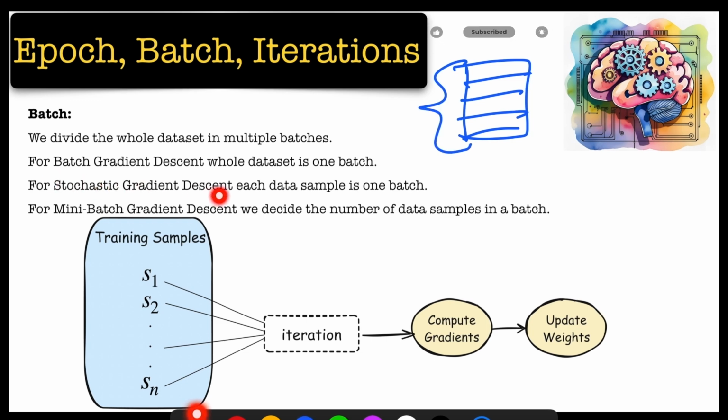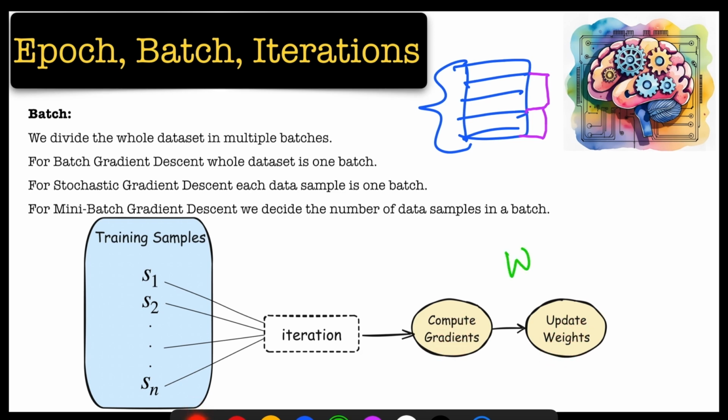For stochastic gradient descent, each data sample is one batch. For mini batch gradient descent, we decide the number of data samples in a batch. So let's say two data samples in one batch. These are the training samples, S1, S2 till Sn, n samples we have, and this is the iteration where we are computing the gradients. All the data samples are used in the iteration to compute the gradients and update the weights.